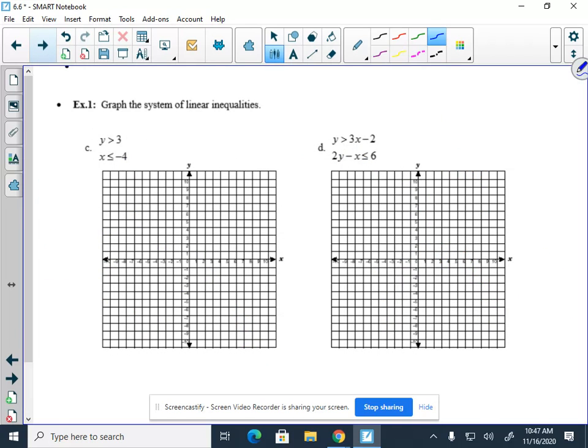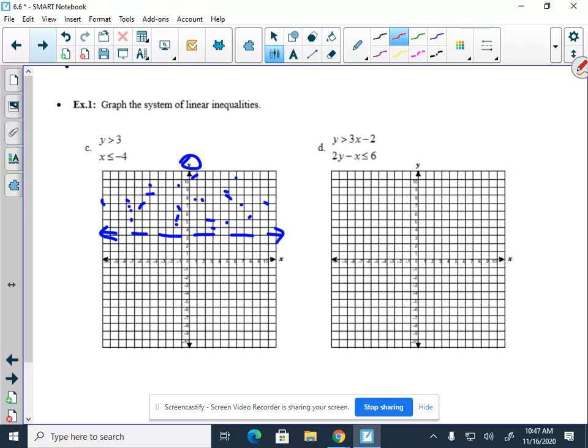All right, next one. Y is greater than 3. Now this one, y is greater than 3, would be a dotted line going across 3 on y. Now we would shade above. So in shading above, it's somewhere in that area. It's got to be above the blue line.